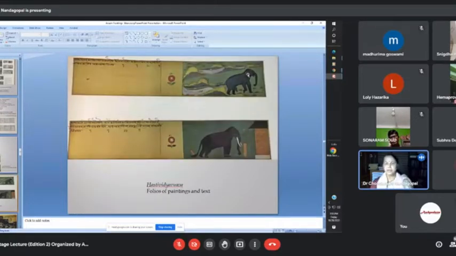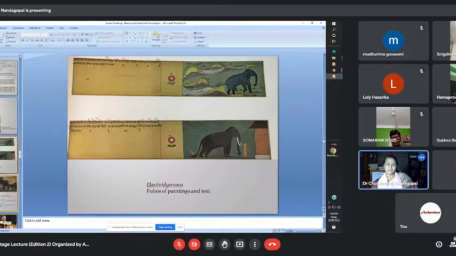Look at the landscape. The artist has beautifully created the landscape where a lone elephant is going, and this is how the common house of Assam is even today. So these are very interesting observations that we have to see in the paintings, and particularly these paintings help us to understand the life of Assam in Ahom times.